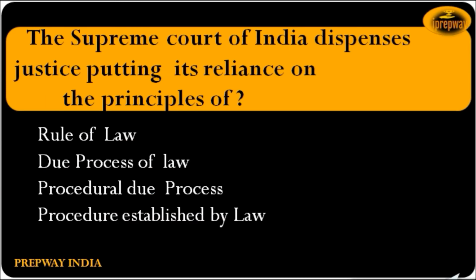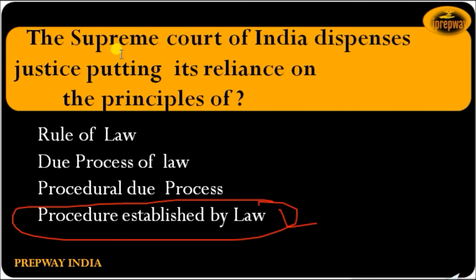Now the next question is: the Supreme Court of India dispenses justice, putting its reliance on which principle? Here are the four principles. We should try to understand and choose the correct one. The first option is the rule of law. The second is the due process of law. The third is the procedural due process, and the last is the procedure established by law. So the right answer is procedure established by law. The Supreme Court of India dispenses justice relying on the principle of procedure established by law.